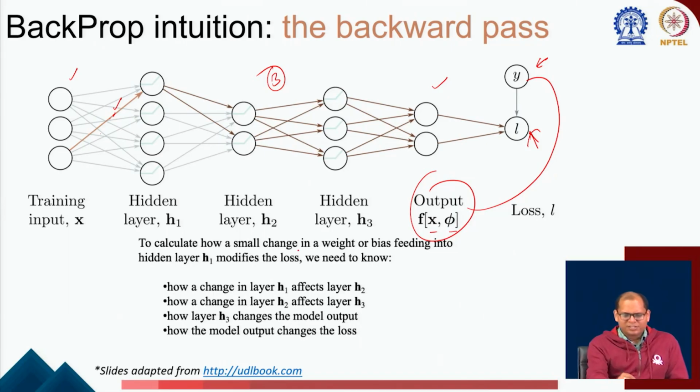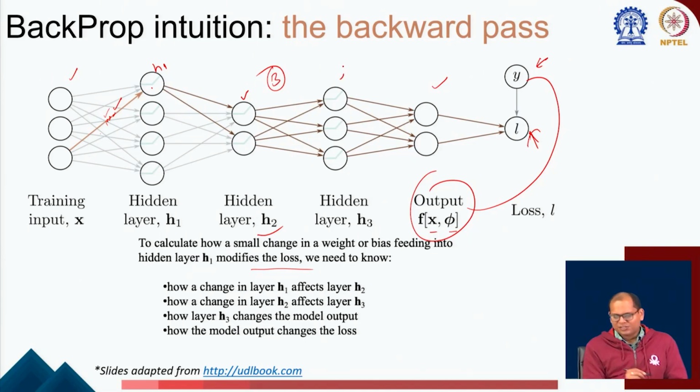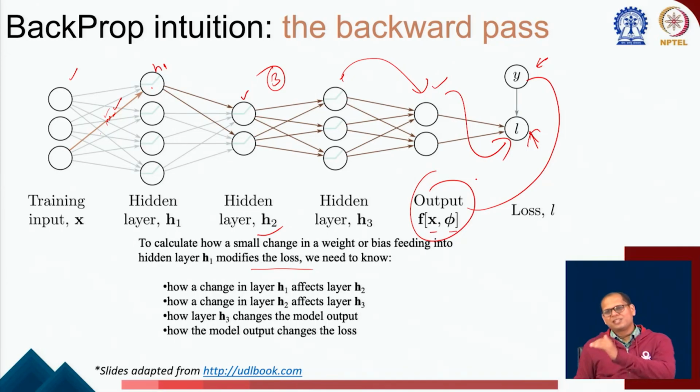So, how this small change in this weight feeding into H1 modifies the loss, we need to know. If we make a slight change, it will change H1, and then how will this change in H1 impact the layer H2, and how will that change in H2 impact H3, and how will that change in H3 change your final output, and how will this output change affect your loss. So, it goes through multiple steps. A small change here keeps moving forward to modify your loss.